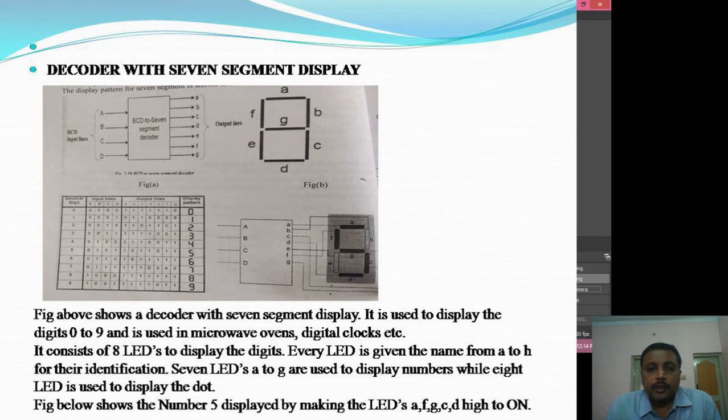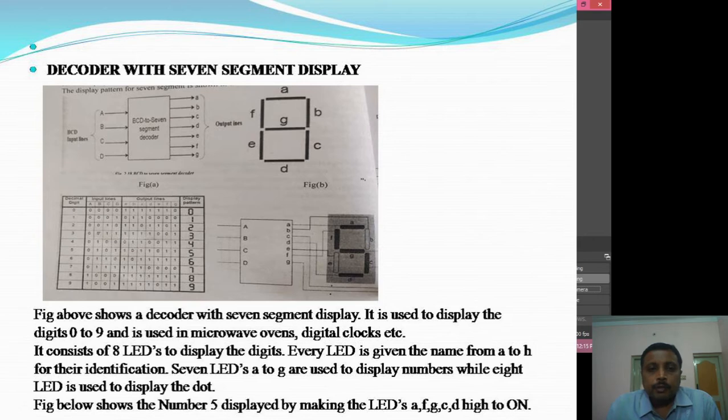The second one, the decimal digit to be displayed is 1. In that case, the inputs ABCD would be 0, 0, 0, 1. So 1 needs to be displayed. Hence, B and C are going to be high and the remaining A, F, G, E, D are going to be in low state.